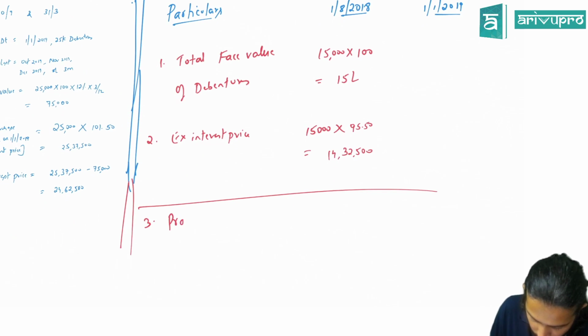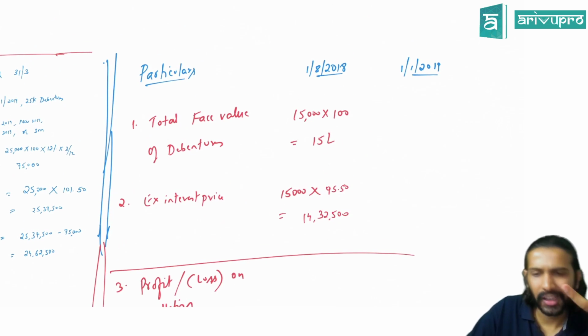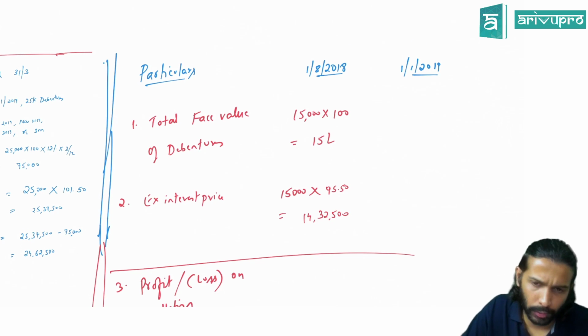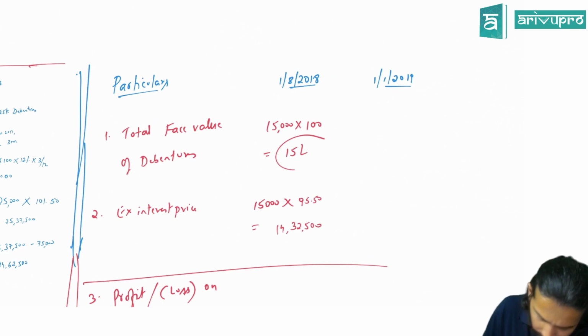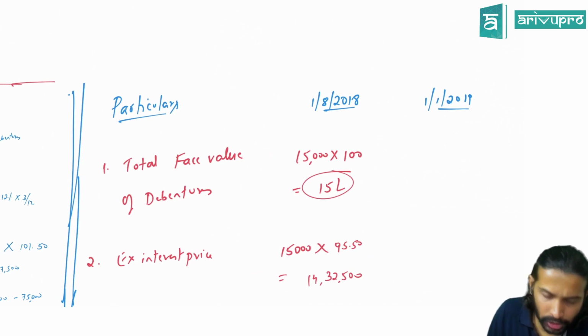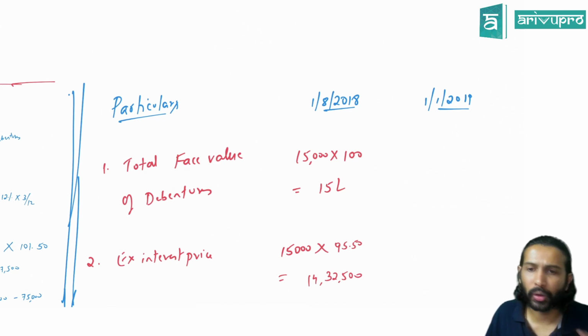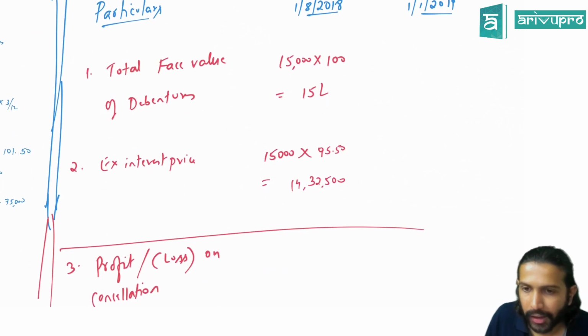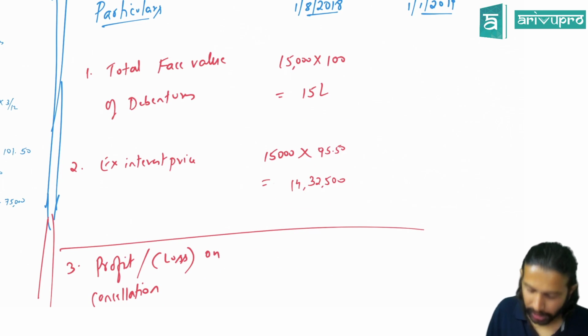This is profit or loss on cancellation. If it is profit, I'll write it as a positive number. If it is loss, I will write it as a negative number. Sir, we know the funda. Debentures, like shares, are always shown at face value. So the cancellation should also happen at face value. What is the worth of the debenture? 15 lakh. But when you redeemed, did you pay 15 lakh? No, you were able to buy these debentures back at 14 lakh 32,500.